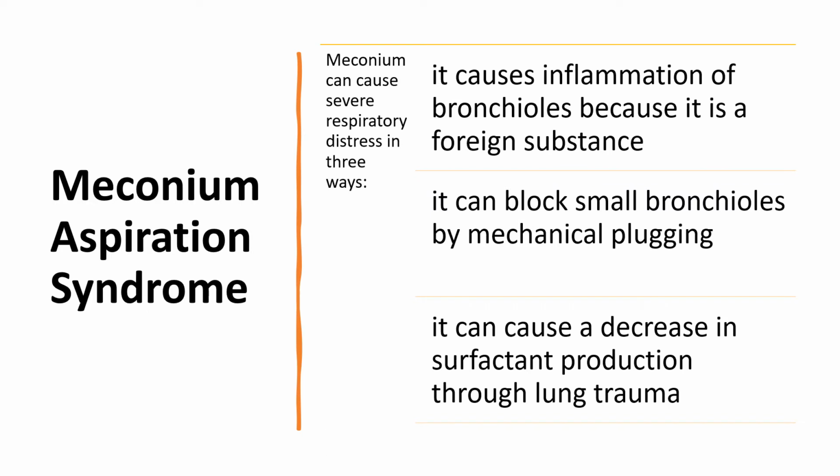Next will be meconium aspiration syndrome. So an infant may aspirate meconium either in utero or with the first breath at birth. So meconium can cause severe respiratory distress in three ways. It causes inflammation of bronchioles because it is a foreign substance. It can block small bronchioles by mechanical plugging, and it can cause a decrease in surfactant production through lung trauma.